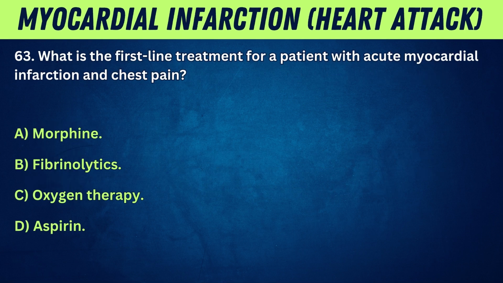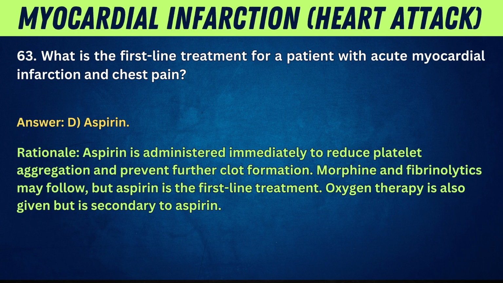63. What is the first-line treatment for a patient with acute myocardial infarction and chest pain? A. Morphine. B. Fibrinolytics. C. Oxygen therapy. D. Aspirin. Answer: D. Aspirin. Rationale: aspirin is administered immediately to reduce platelet aggregation and prevent further clot formation. Morphine and fibrinolytics may follow, but aspirin is the first-line treatment. Oxygen therapy is also given, but is secondary to aspirin.